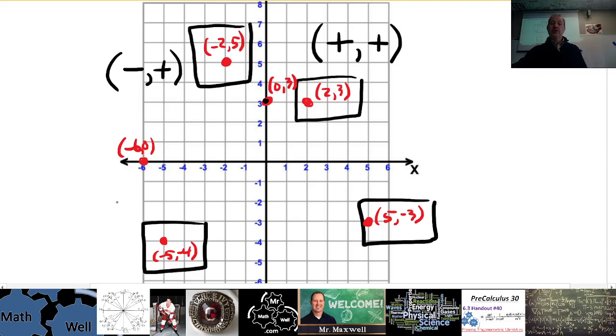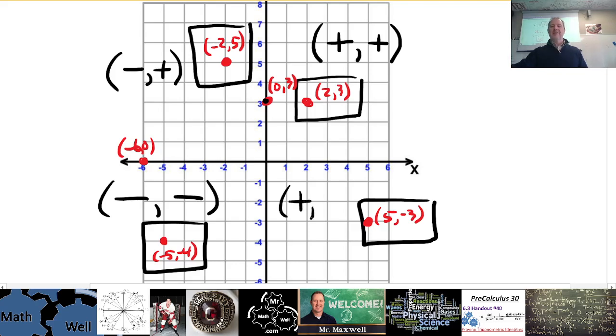Good. And this one? Negative, negative. Okay, this person's sleeping. Definitely having a doze here. Having a doze. And what about this one? Positive, negative. Very good. Okay. That's totally true. So that's something that's going to maybe come in handy too. All right. Any questions there?